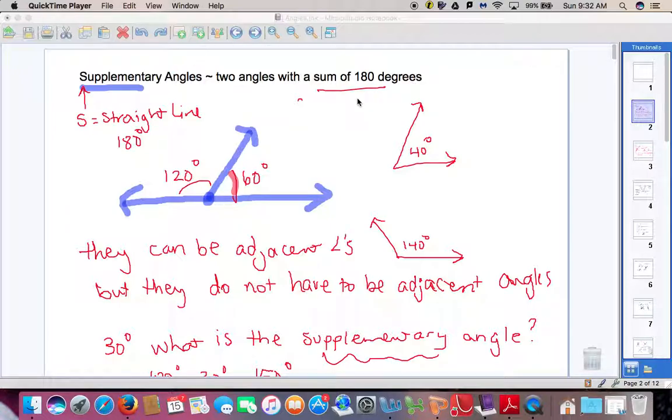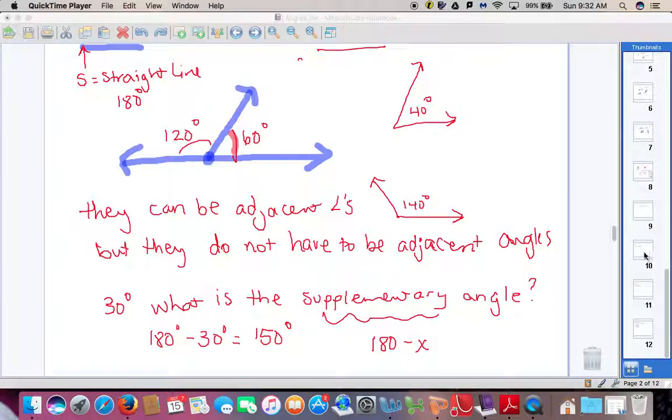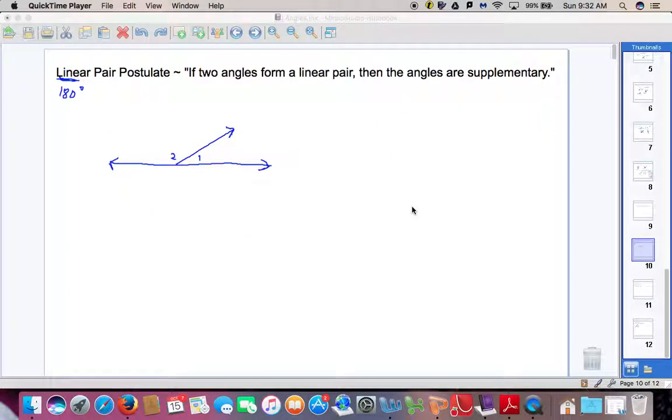two angles with a sum of 180 degrees. Okay, so the linear pair postulate means that if two angles form a linear pair, then the angles are supplementary, because the definition of supplementary is two angles with a sum of 180 degrees. And linear pair means two angles with non-common sides that form a straight line. And a straight line means 180 degrees.